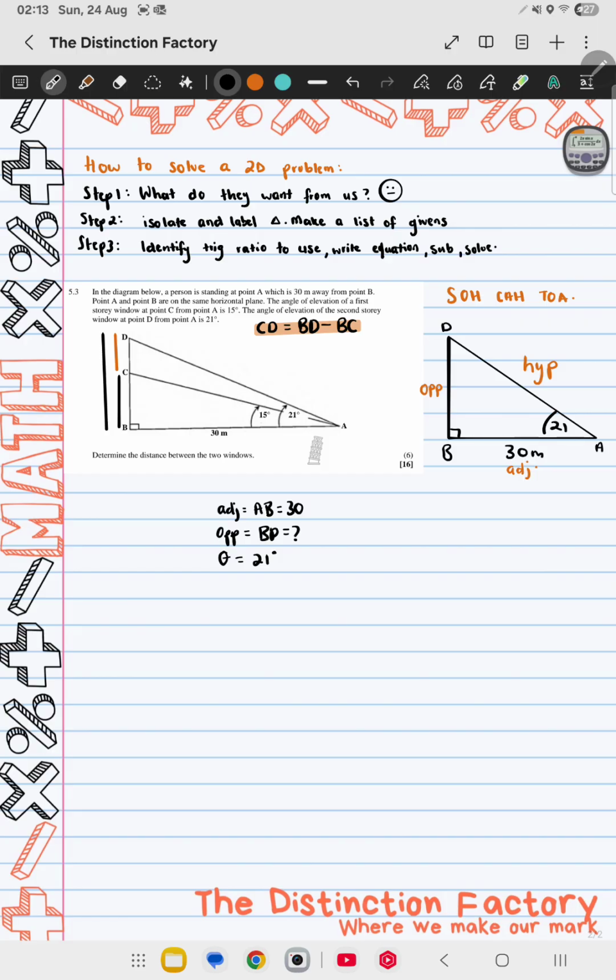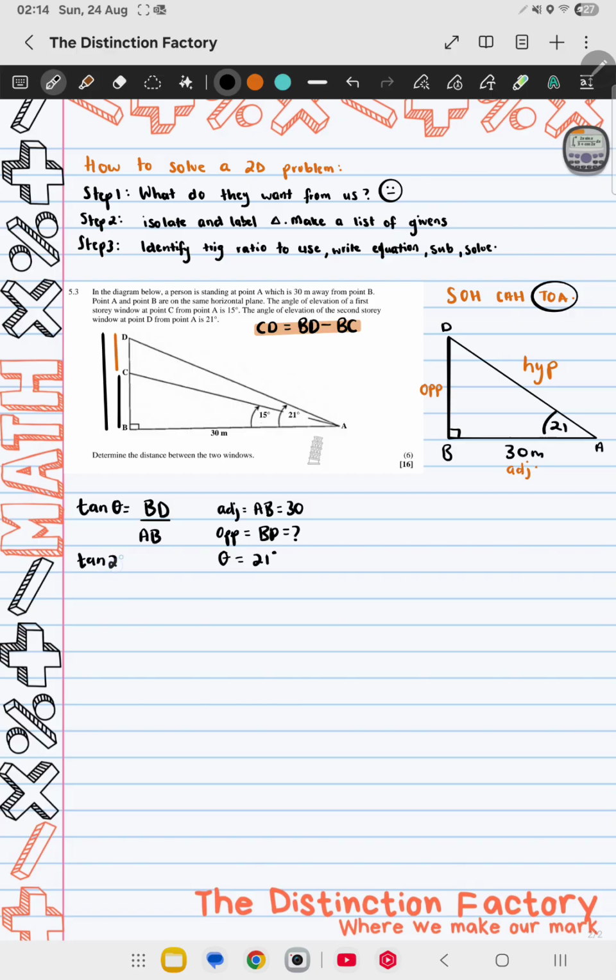So I want something that has opposite and adjacent in it, so I will be using tan. So I'll write out my equation that tan of theta is equal to the opposite side, which is BD, over my adjacent side, which is AB. And from there, I can substitute and solve, which is now step 3.